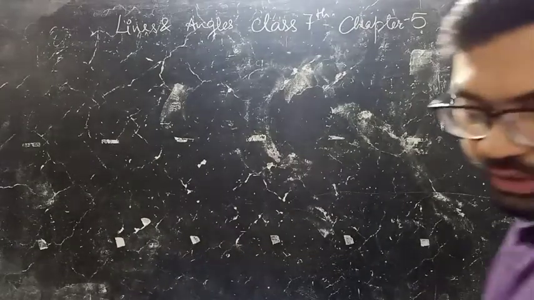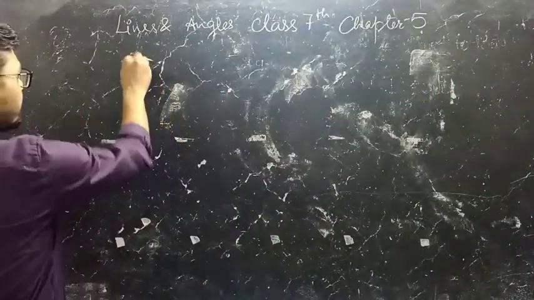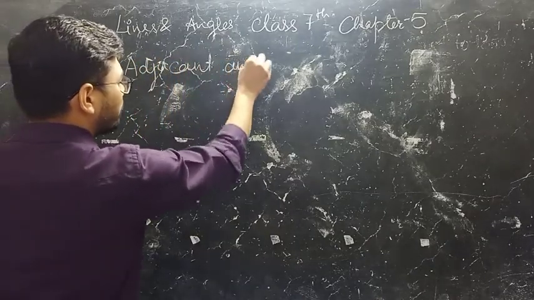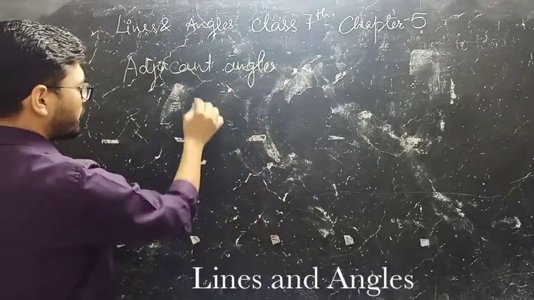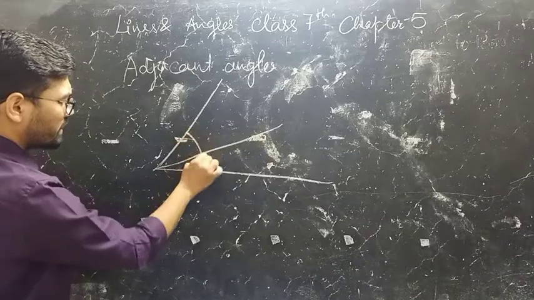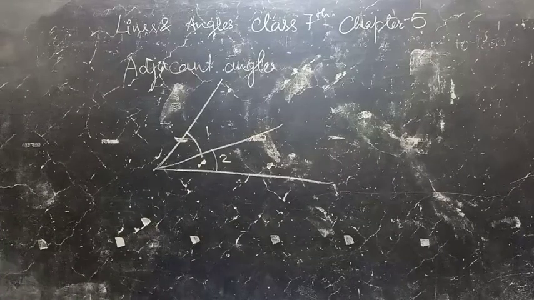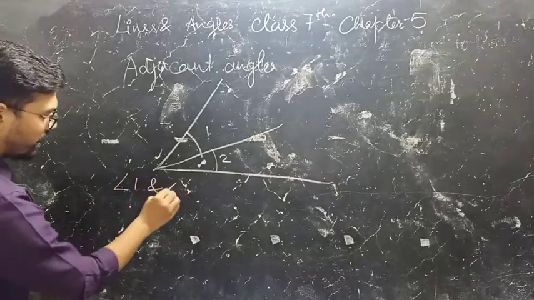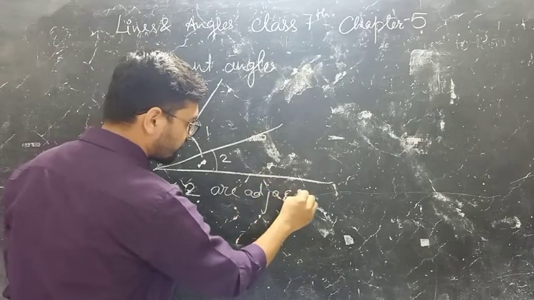Now the next type of angles are adjacent angles. Okay. Now what are adjacent angles? Adjacent angles that lie side by side like this. Let's say you have an angle. So this is angle 1, let's say this is angle 2. So these are adjacent angles. So you will write angle 1 and angle 2 are adjacent angles.